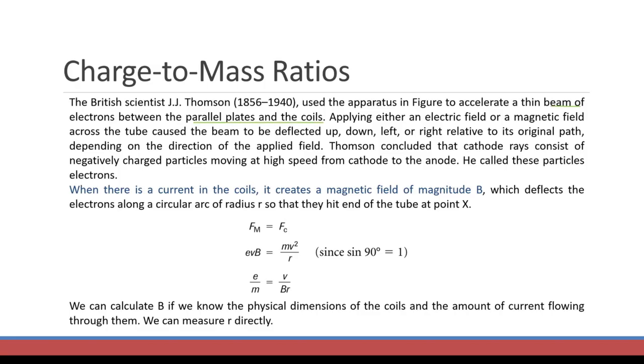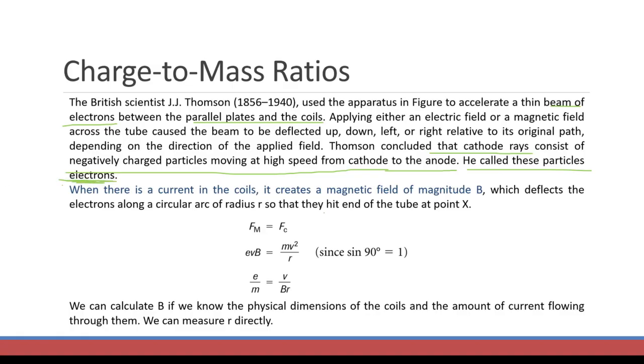And so this beam of electrons, applying either an electric field or a magnetic field across this tube, caused the beam to be deflected up, down, left, or right relative to its original path, depending on the direction of the applied field. Thomson concluded that the cathode rays consist of negatively charged particles moving at high speed from cathode to anode. He called these particles electrons.